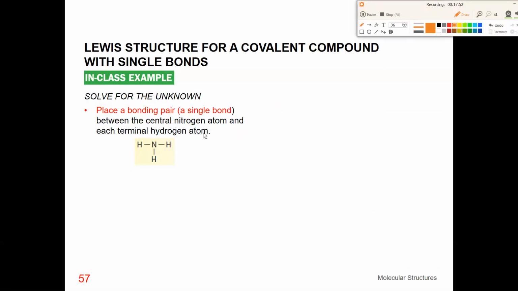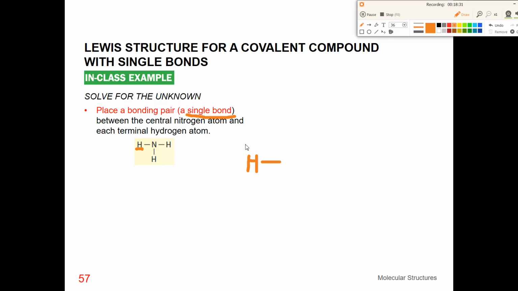Next step, put single bonds between the central atom and the terminal atoms. Don't forget hydrogen is always terminal, because hydrogen can only form 1 bond. It cannot be central, because if hydrogen were central, how would it link to another atom? There's no way, so hydrogen has to be terminal. So just put a single bond between the central atom, in this case nitrogen, and each hydrogen.